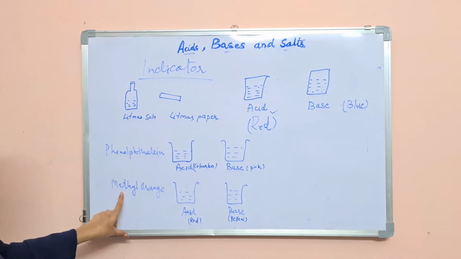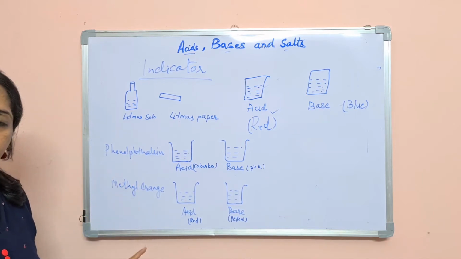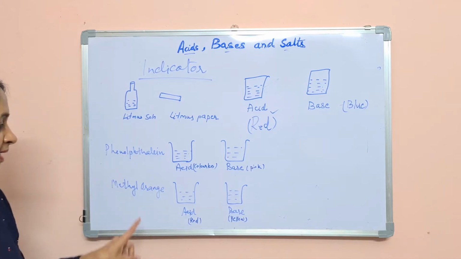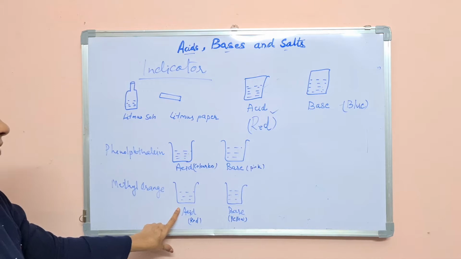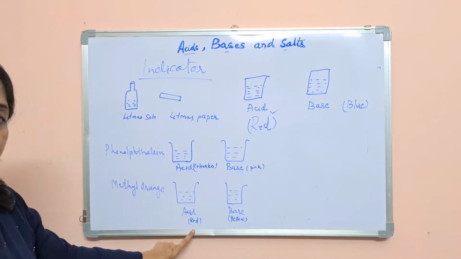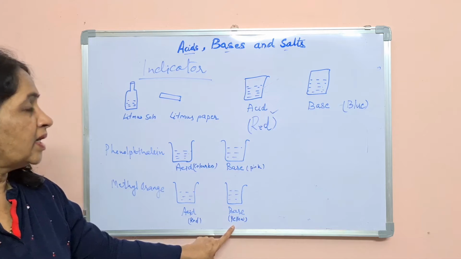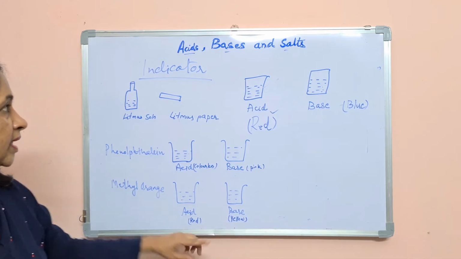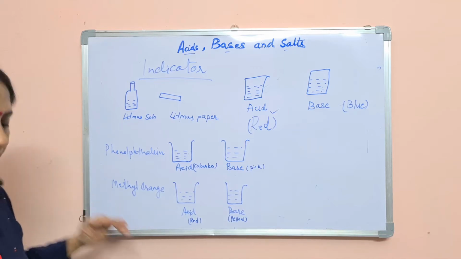Now methyl orange. Methyl orange is again a synthetic, artificial indicator. When a few drops of methyl orange are added to an acidic solution, it turns red. And when it is added to a base, it turns yellow. So remember, this is the test for acids and bases.